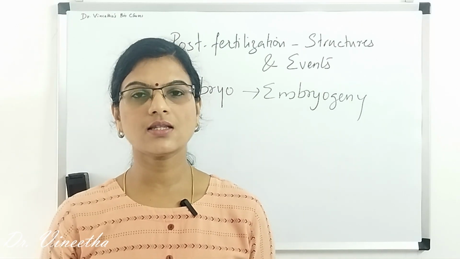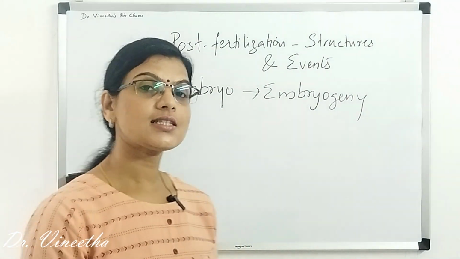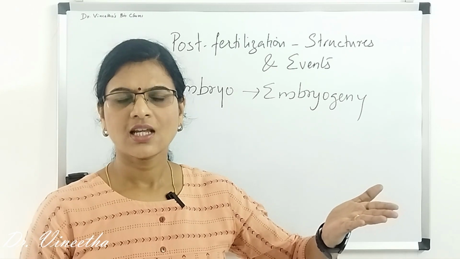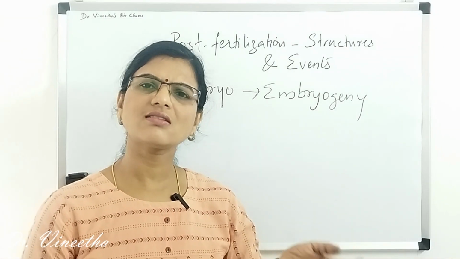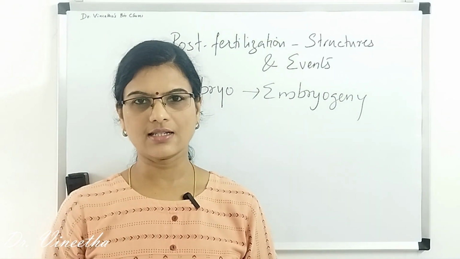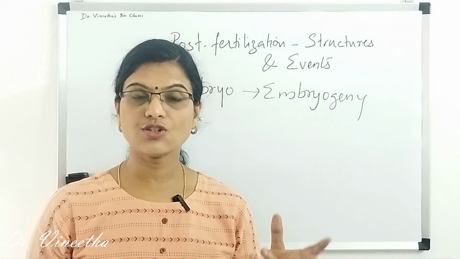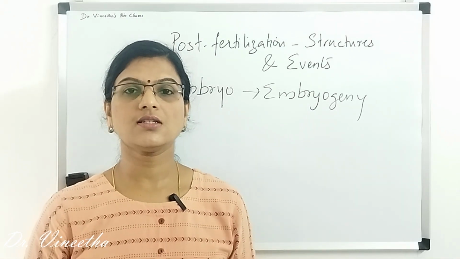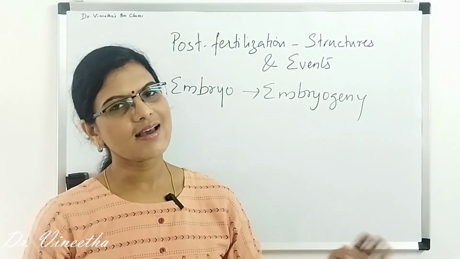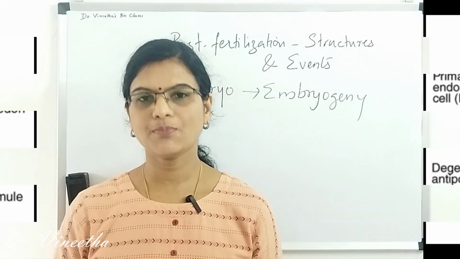Embryogeny simply means the early stages of embryo development. The early stages of embryo development are known as embryogeny, and this embryogeny is similar in both monocotyledons as well as dicotyledons. The zygote gives rise to the proembryo.